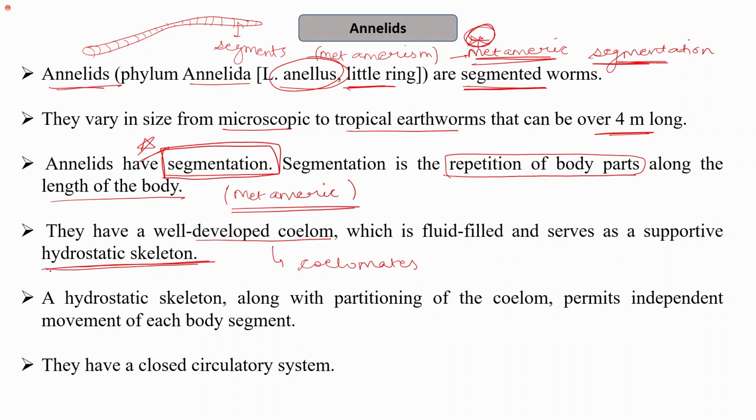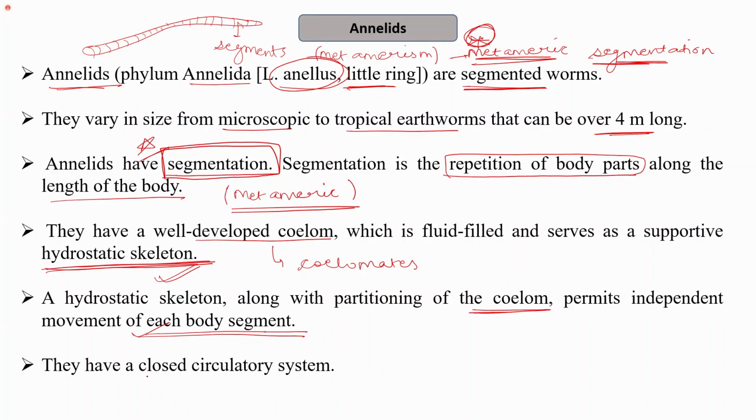This we will see in details, how this is helping in the movement, and basically how this hydrostatic skeleton is helping in the movement of the organism in the annelid category. So a hydrostatic skeleton, along with the partitioning of the coelom, permits independent movement of each body segment. As I mentioned, this hydrostatic skeleton is helping in the movement of the body segments of the organisms of phylum Annelids. How this is helping, we will see later.